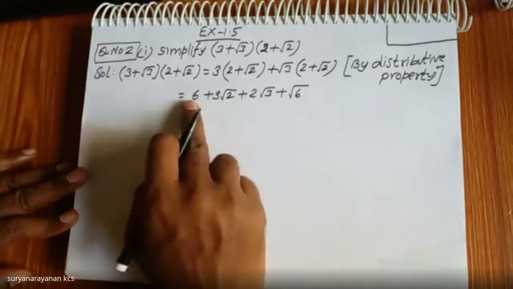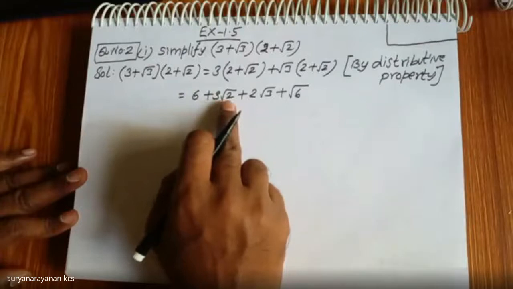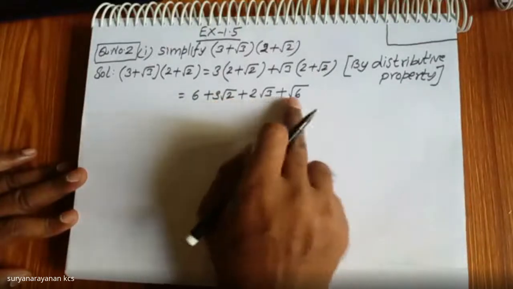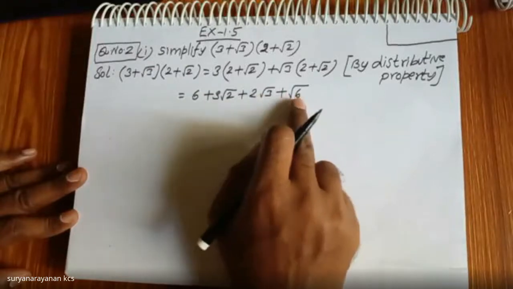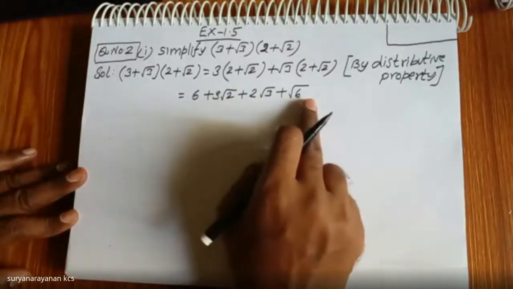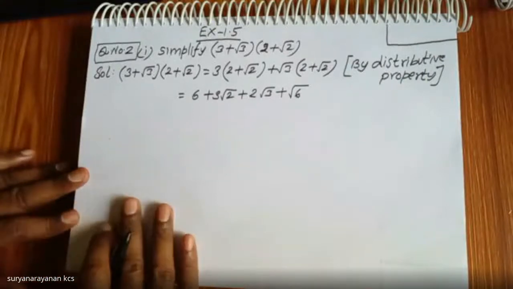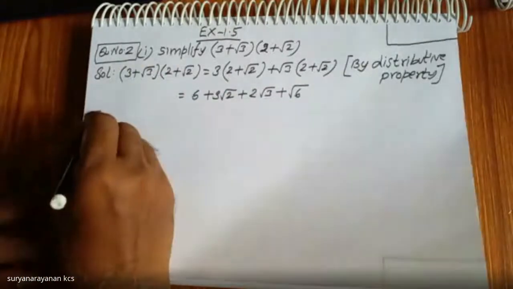Okay. 6, here 3 root 2. This is called the root 2 term. No root 2 term is there. This term is called the root 3 term. This is called the root 6 term. There is no other root 6 term. Okay, my children.